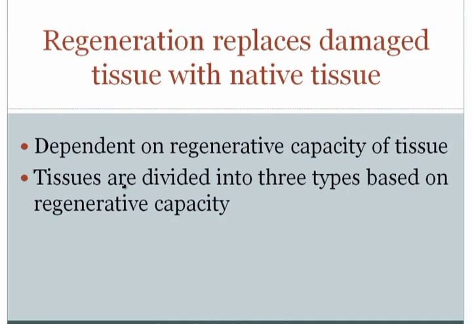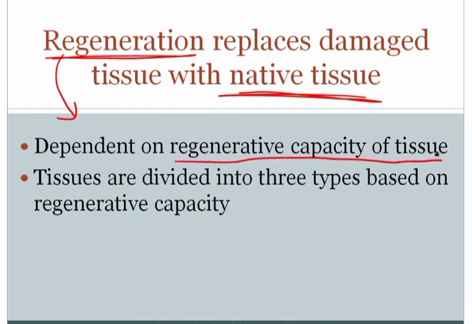Now, again, as I've stated, what is regeneration? It's replacement of the damaged tissue with the native tissue. And that would be the ideal. Anytime you have damage, you would obviously prefer to replace it with native tissue. But we can't always do that. Regeneration is dependent on the regenerative capacity of the tissue. So this leads to a classic examiner's type of topic that you should be familiar with, which is that tissues can be divided into three types based on their regenerative capacity.